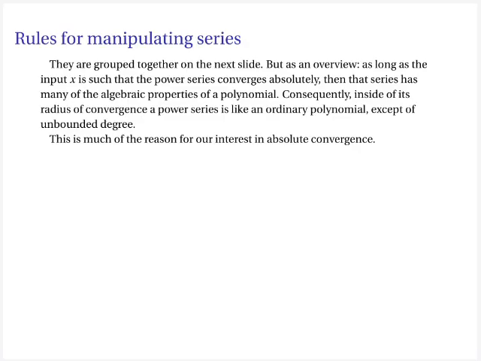Under what circumstance can you do that? On the next slide, it's going to give the rules, the formulas, but as an overview, as long as the input is such that the power series converges absolutely, then the series has many of the algebraic properties of a polynomial. So the series is well behaved as long as x is such that the power series converges absolutely. Consequently, inside the radius of convergence rho, by the ratio test, the power series converges absolutely. So inside its radius of convergence, a power series is like an ordinary polynomial, except it's of unbounded degree.